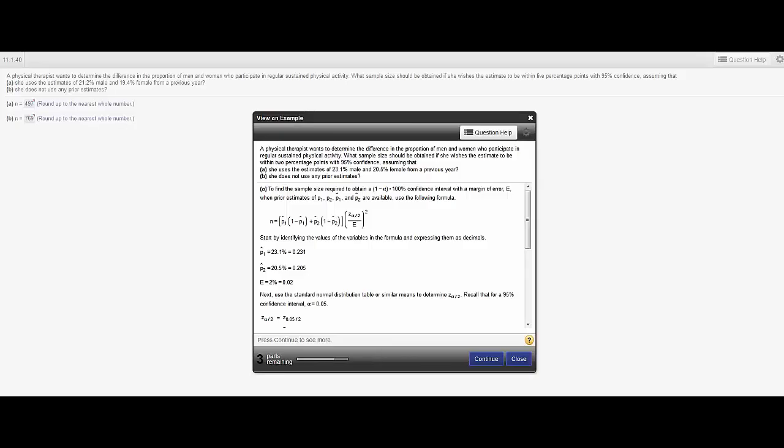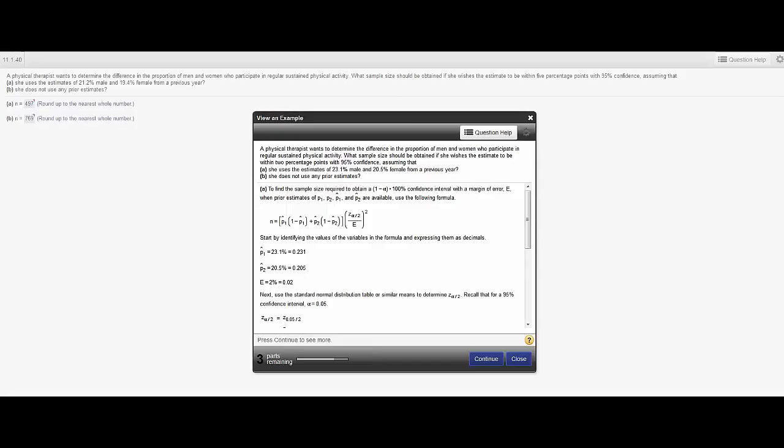Okay, so I want to take a second and show you, first off, how to do this question. You're given a two sample proportions estimate, and you want to know what sample size you should use to get within a certain margin of error. So within 5 percentage points, we're using 95% confidence.